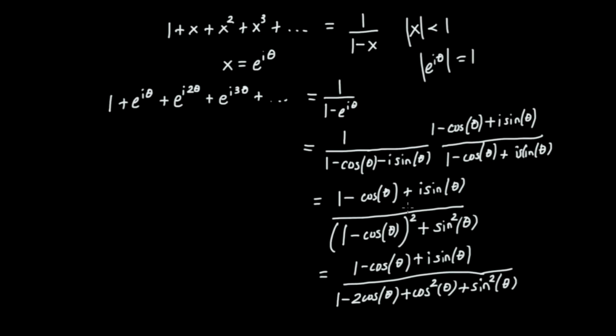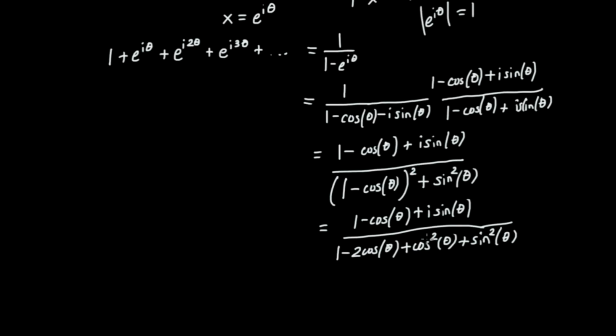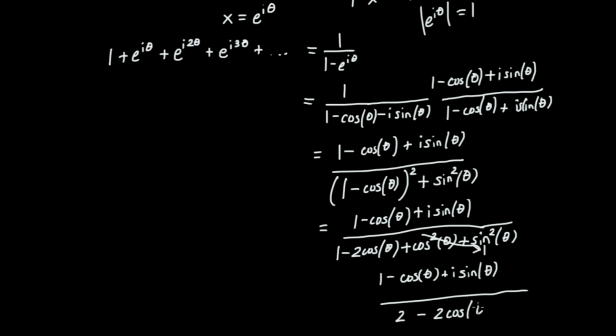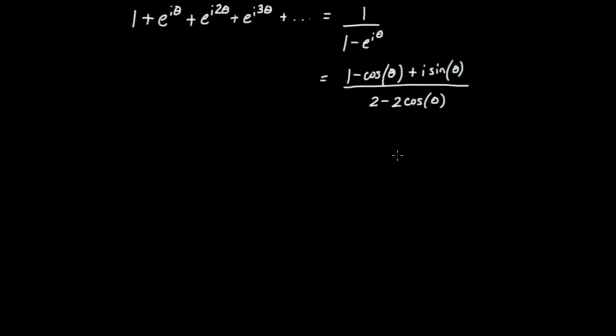And now I notice that I have the cosine squared theta plus sine squared theta. So that's going to be 1. I'm going to take that 1 and add it to this 1 over here. And I'm going to leave the numerator alone: 1 minus cosine theta plus i times sine theta. And then below I'm going to get 2 minus 2 cosine theta. So very simple. Here I've just moved the stuff up to the top.